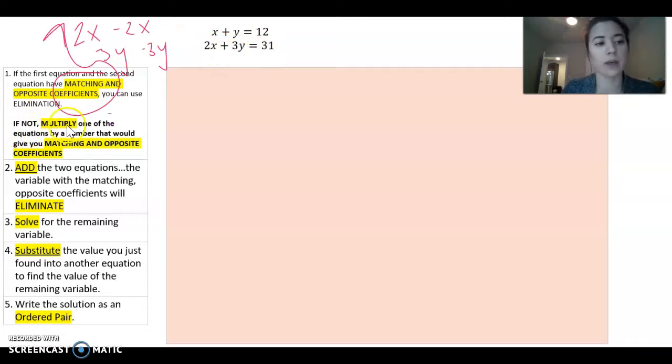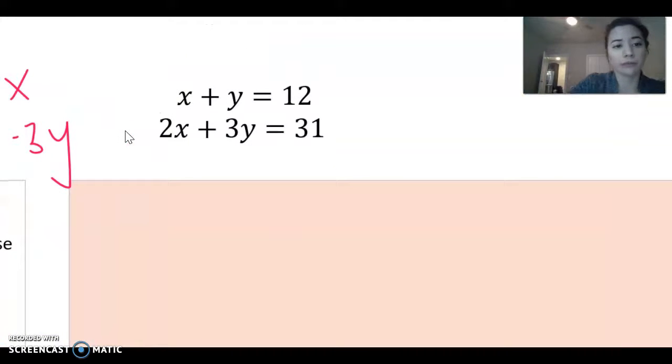So if not, we have to do what we learned on Wednesday and multiply one of the equations by a number, so that way we get matching and opposite coefficients. Reminder that there's ones in front when there's nothing there. This is 1x, there's just an x, so 1x, and then just a y, so 1y. So we have to change one of these to make them eliminate.